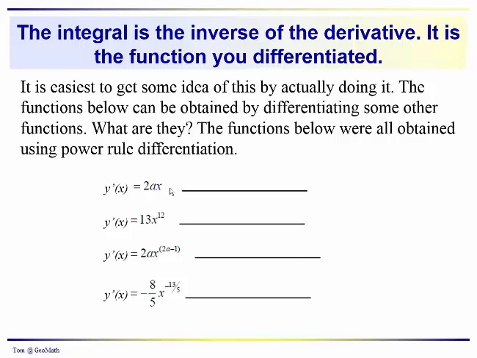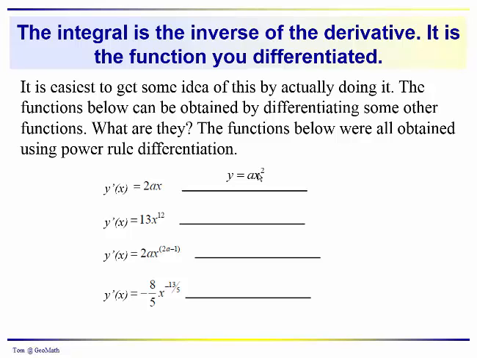Integrals are often referred to as antiderivatives. So we have a derivative that looks like 2ax. We want to know what function was differentiated. Similarly for 13 times x to the 12th, 2ax to the 2a minus 1, and minus 8 fifths x to the minus 13 fifths. What functions did we differentiate to get these? The hint here is that in all cases, we're using the power rule. So let's take the first one. Yes, if you were thinking that's what it was, that's what it is.